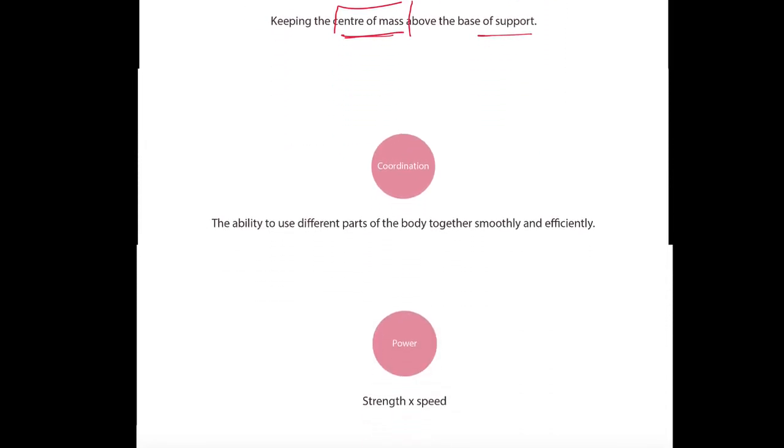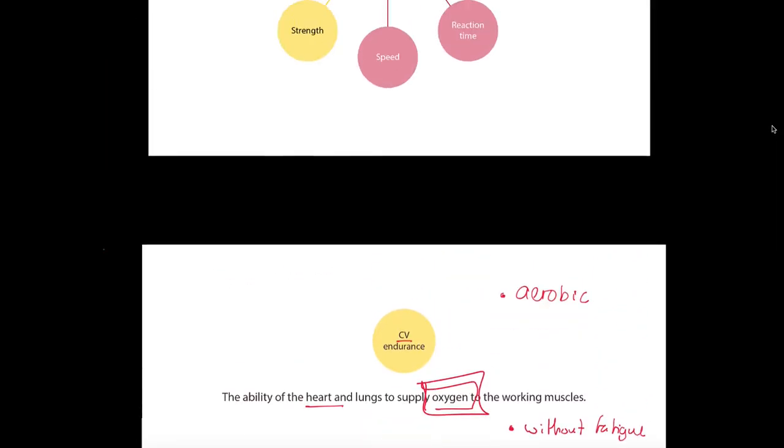Now, coordination is absolutely pivotal to almost all sport performances, because as you see here, it's the ability to use different parts of the body together smoothly and efficiently. So it's really hard to name a sporting technique that involves one single body part. So all sports really require a great deal of coordination, whether it's coordination between hand to hand, hand to eye. You know, there's all kinds of different kinds of coordination. If you're interested in that, you might want to study Fleischmann's abilities. We're not going to get into that here.